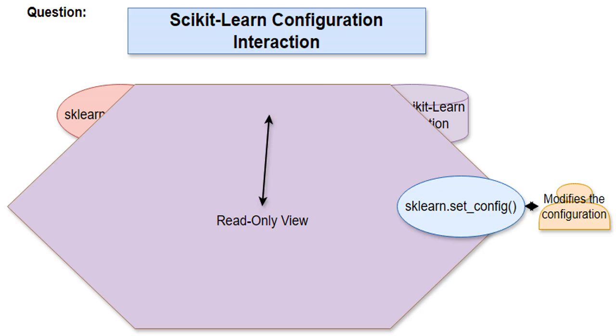A key characteristic of sklearn.get_config is that it offers a read-only view of the configuration. Any modifications you make to the dictionary returned by this function will not affect the actual scikit-learn configuration. It's like looking at a photo of a painting. You can't change the original painting by altering the photo.